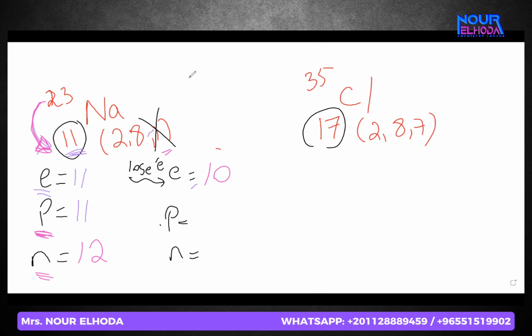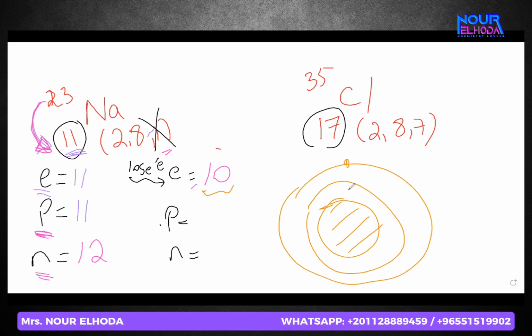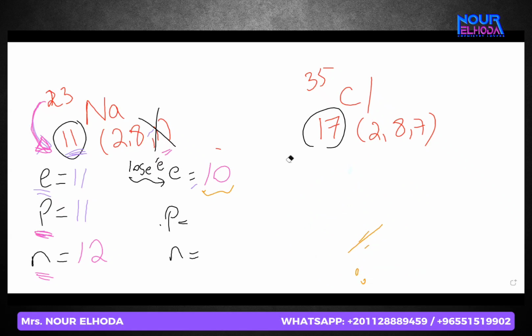Let's start. I was 11 electrons, I lost one, so it becomes 10. But the protons and neutrons, I didn't touch them, because the protons and neutrons are already found inside my nucleus. That's why I didn't do anything related to them. I just lose or gain electrons. I didn't do anything to the nucleus. So the protons and neutrons are 11 and 12.